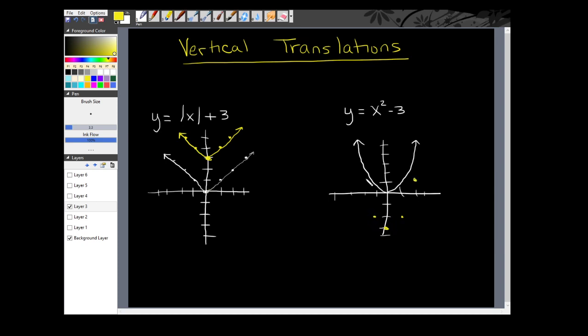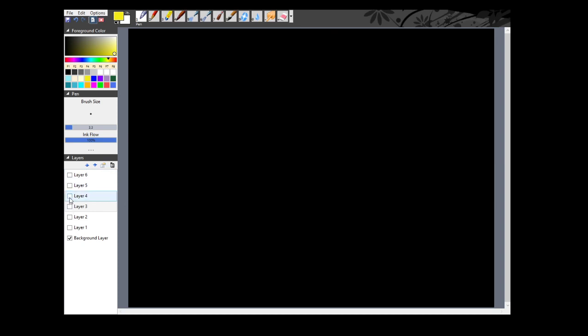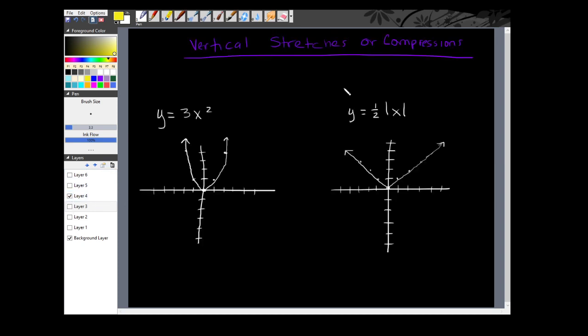So you should get a quadratic that looks roughly like that. Hopefully you can draw it a little bit better than I can on my tablet. Alright, now vertical stretch or compression. So remember, we're looking at the A value, that's right here in front of the x squared.